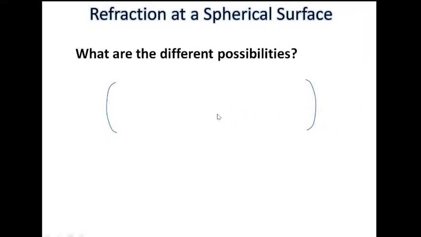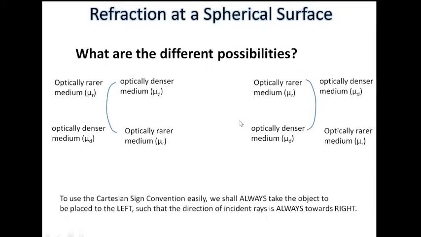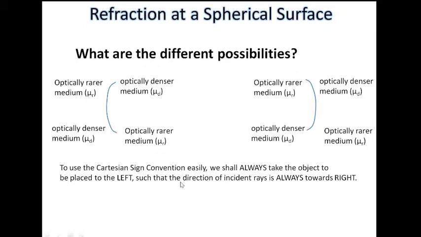So what are the different possibilities when you start the derivation? The interface could be curved with its convex side on the left or concave side on the left, and the two media on either side could be rarer here or denser here, and vice versa. Throughout our derivation, we'll be following the right-hand Cartesian sign convention, according to which the object has to be placed to the left of the optical element, in this case the interface, and the incident rays will, as a result, always move from left towards right.